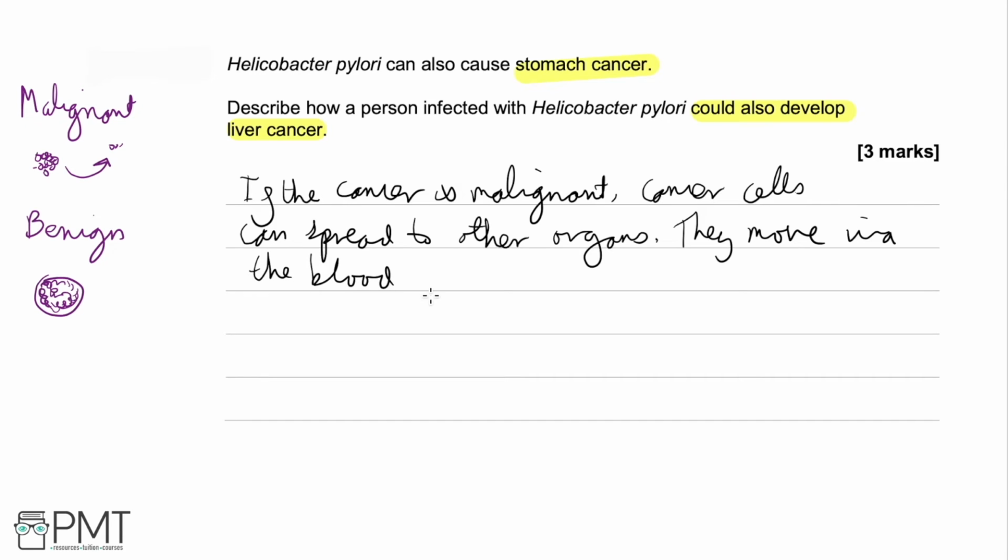Finally, we need to say what will happen once this cancer moves to the target organ, in this case the liver. And we'll say that it forms a secondary tumour, and that'll be enough for the third mark.